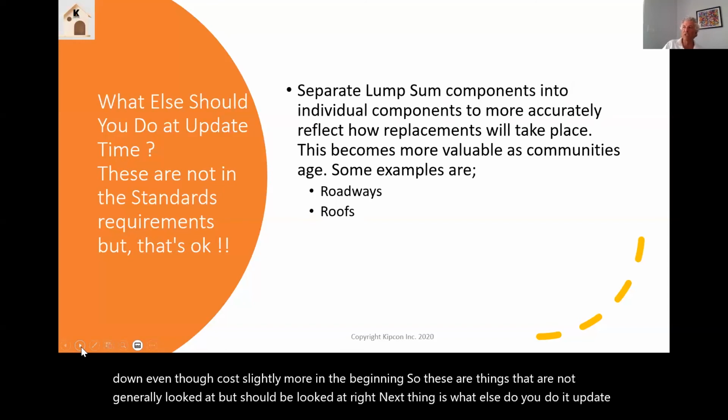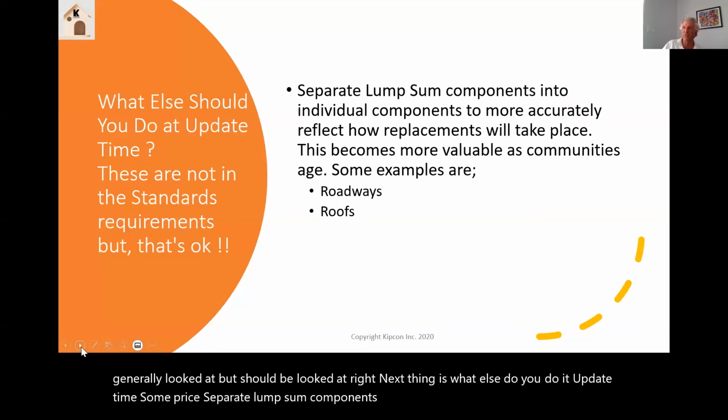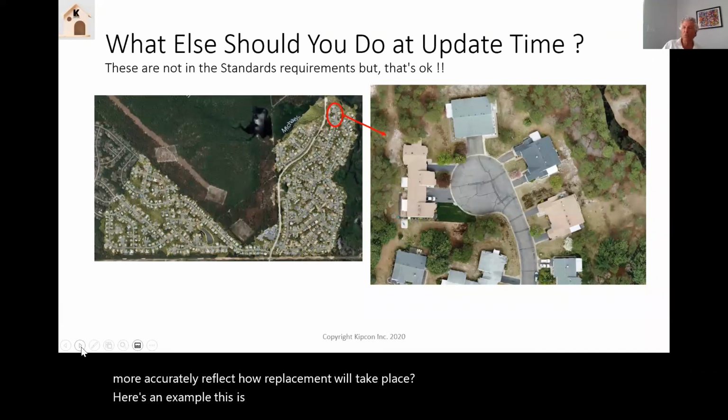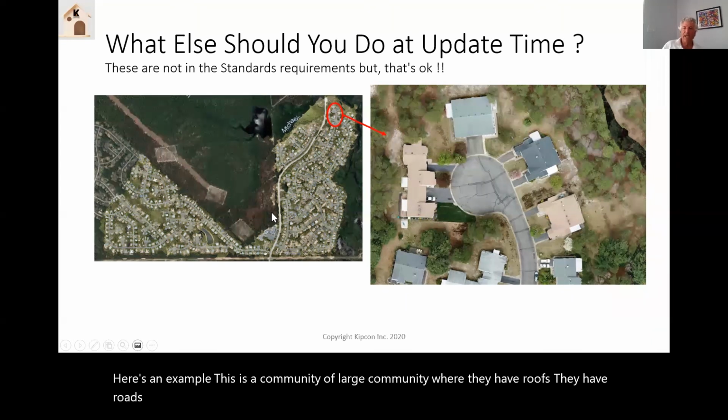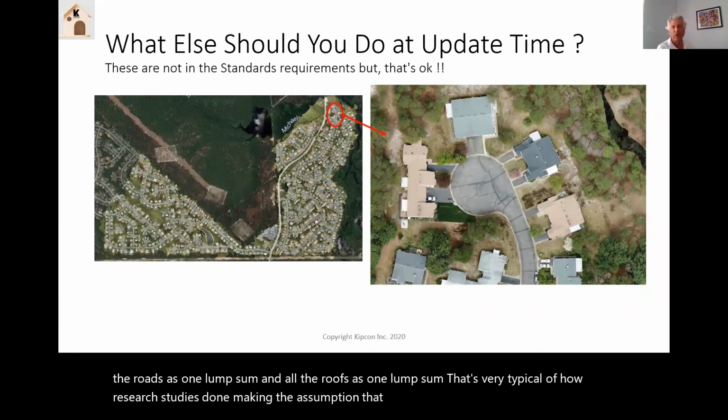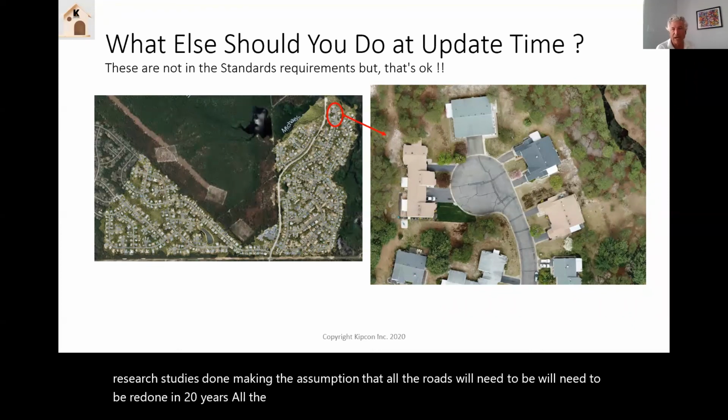Separate lump sum components into individual components to more accurately reflect how replacement will take place. Now, here's an example. This is a large community where they have roofs, roads, all kinds of stuff. The original reserve study included all the roads as one lump sum and all the roofs as one lump sum. That's very typical of how reserve studies are done, making the assumption that all the roads will need to be redone in 20 years, all the roofs in 25 years.